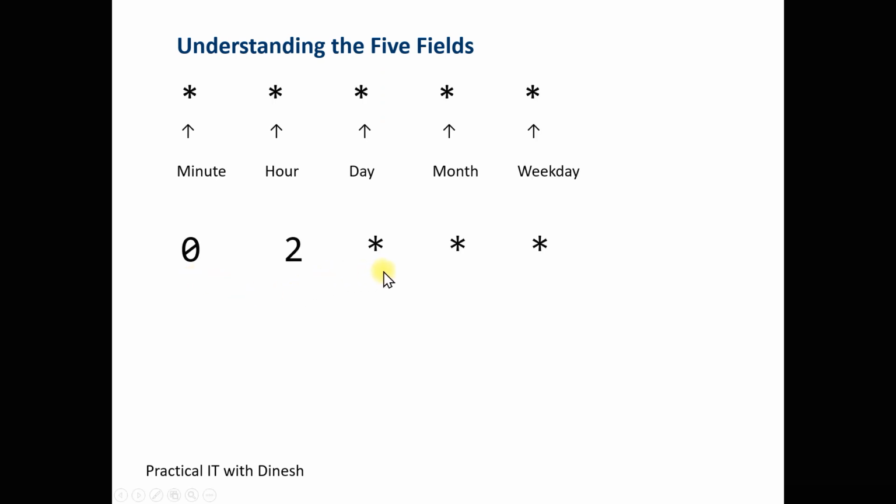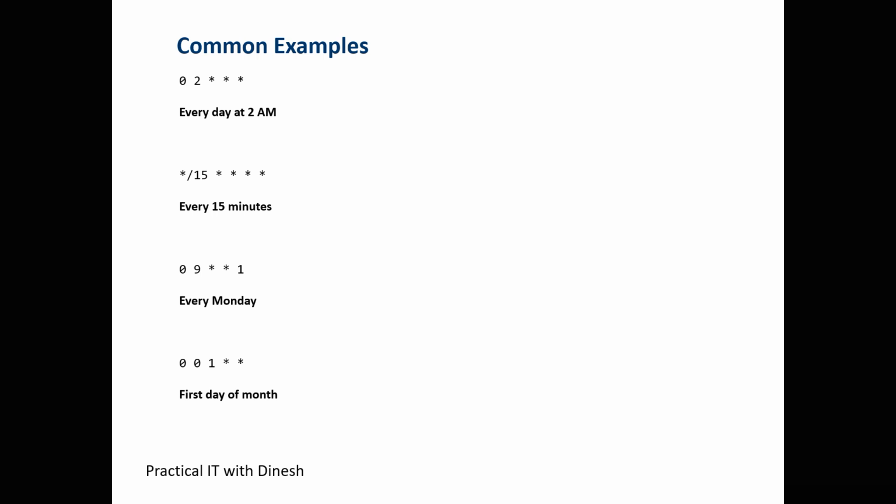0 2 * * * means run the command every day at 2 a.m. These are some common examples. This is commonly used for database backups. It's useful for monitoring scripts, a weekly report, monthly maintenance.